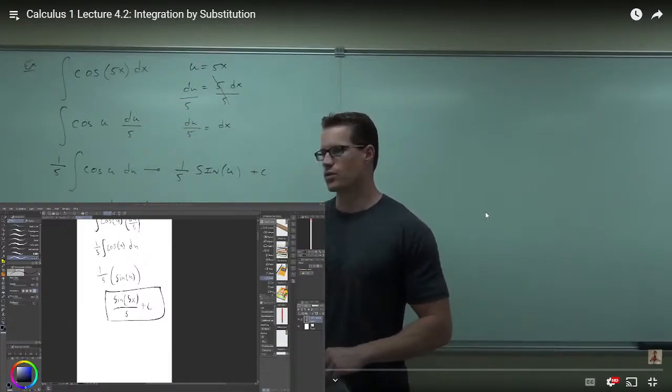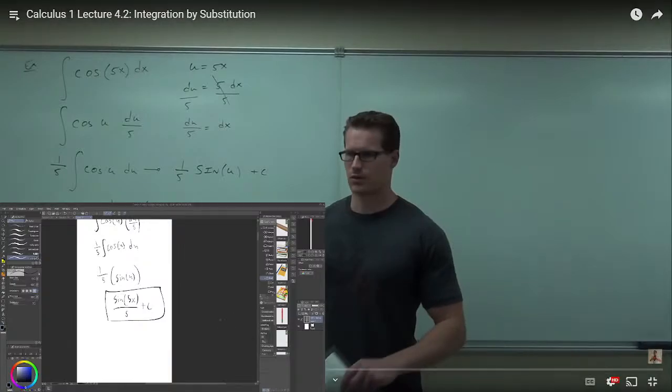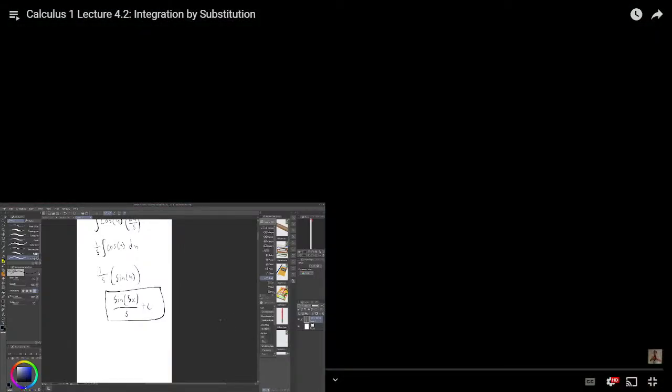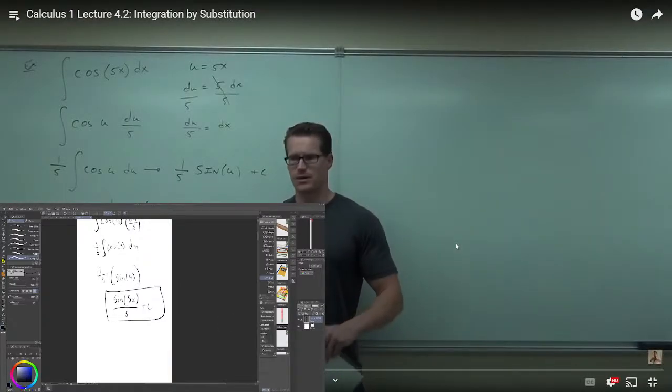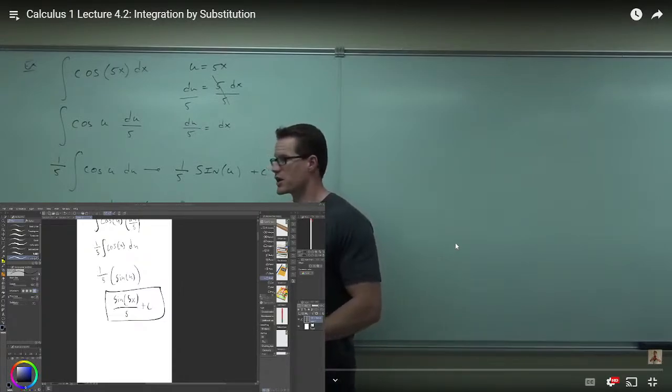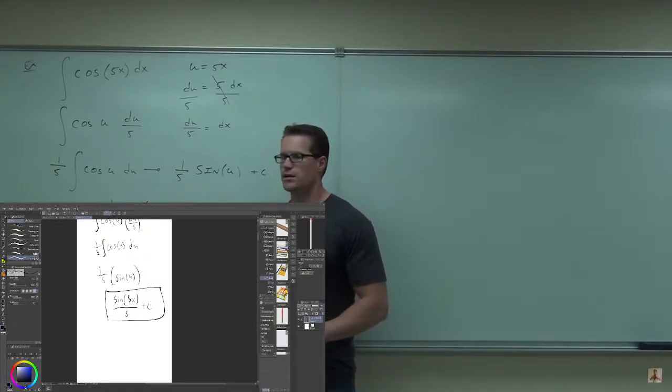So that if I take a derivative of it, it gives me back my cosine 5x. By the way, can you check your work? Absolutely. Take a simple derivative. Do you see the chain rule coming back at you? The 1/5 times the 5 from that chain rule, it's gone. You got your cosine 5x.